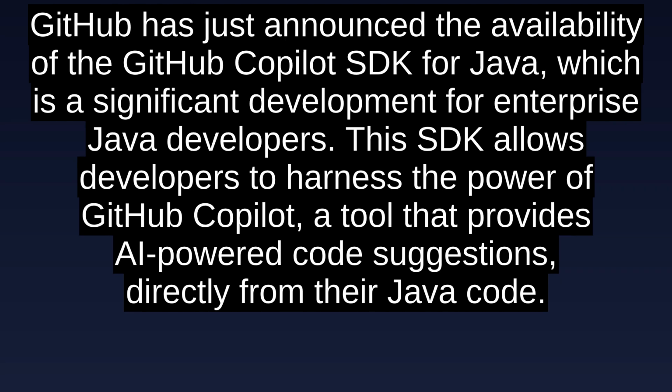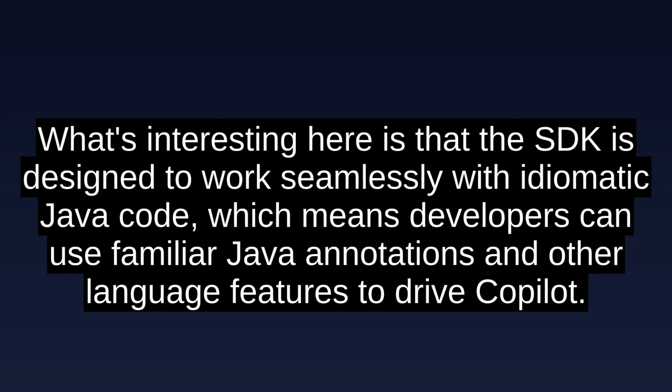GitHub has just announced the availability of the GitHub Copilot SDK for Java, which is a significant development for enterprise Java developers. This SDK allows developers to harness the power of GitHub Copilot, a tool that provides AI-powered code suggestions directly from their Java code. What's interesting here is that the SDK is designed to work seamlessly with idiomatic Java code, which means developers can use familiar Java annotations and other language features to drive Copilot.